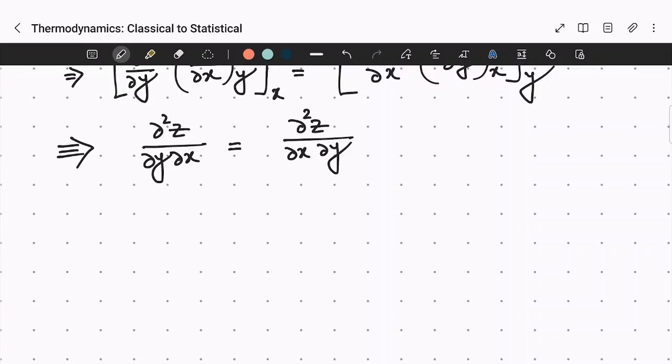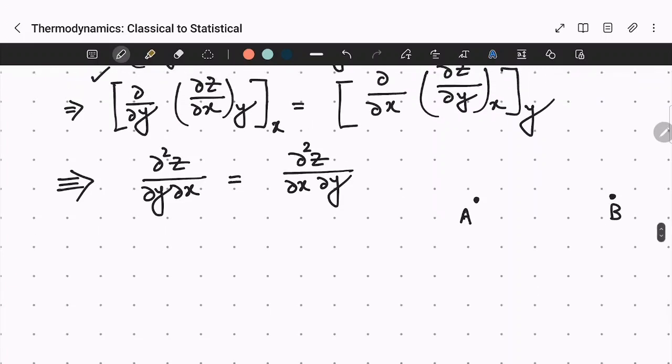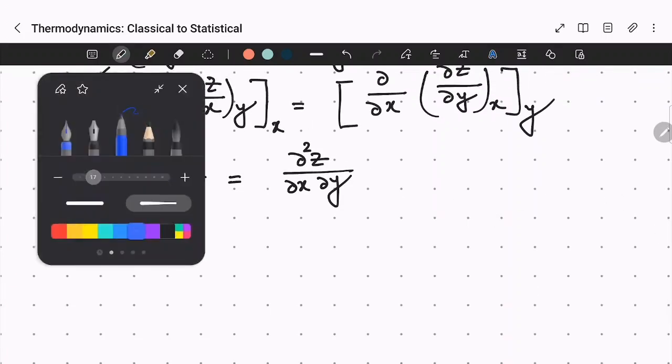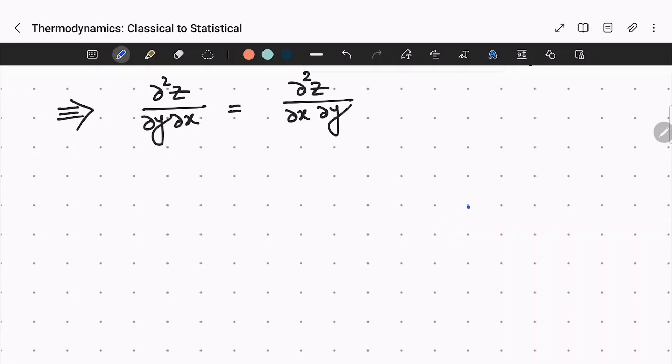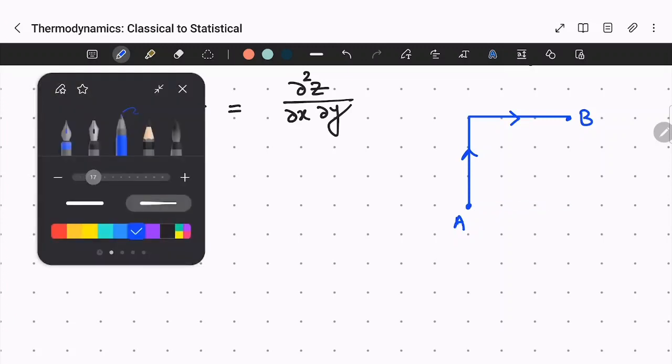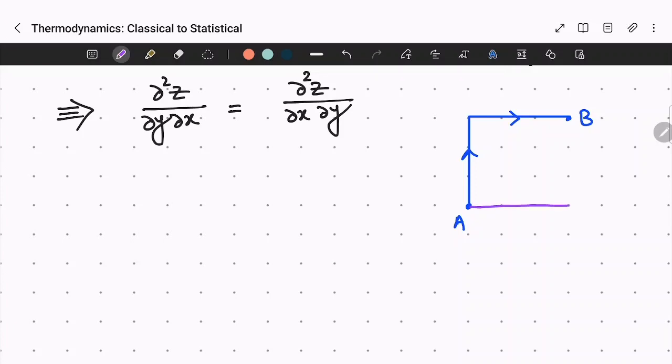Why? Because state function means that, let's say z is a state function, it changes from a to b. For a more pictorial way, we can understand it like this. This is a, and let's say this is b. We have to go there. So we can go in this path. Also, we can go through this path.